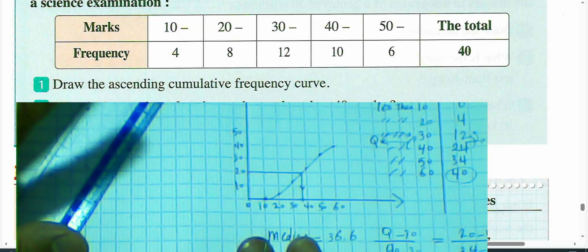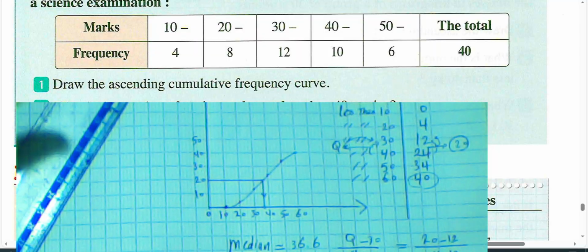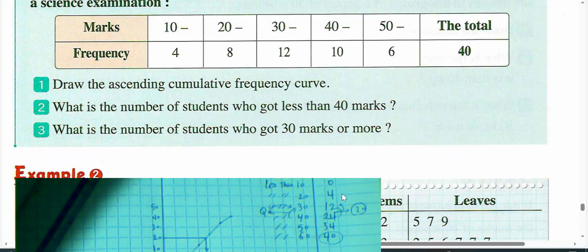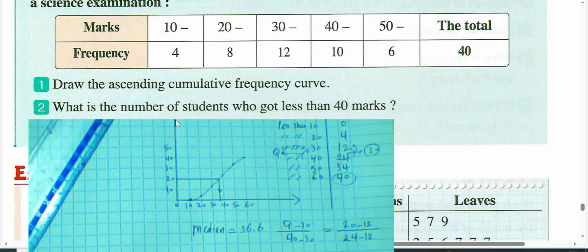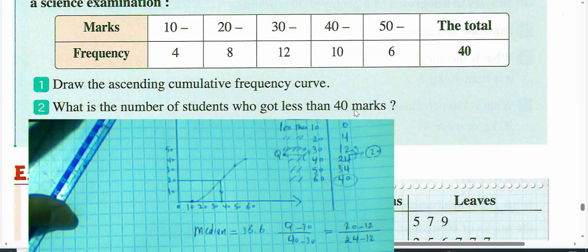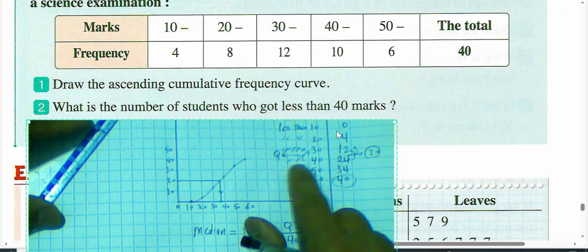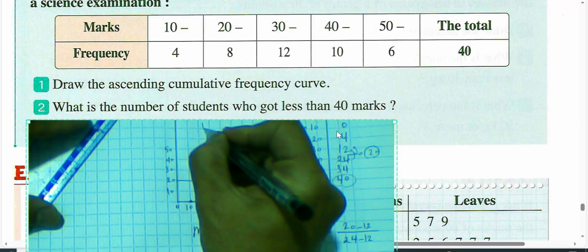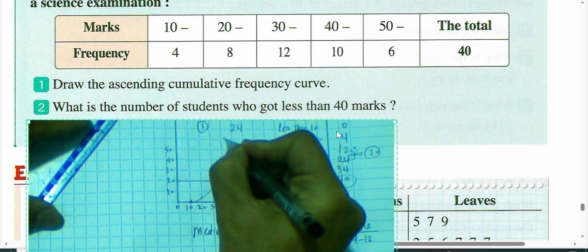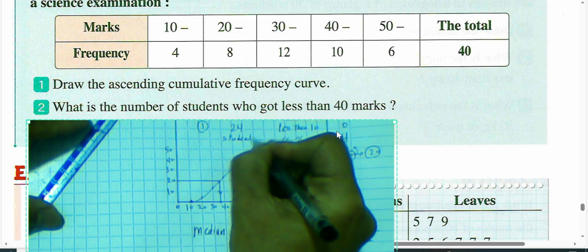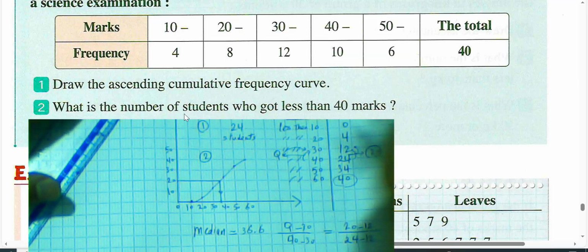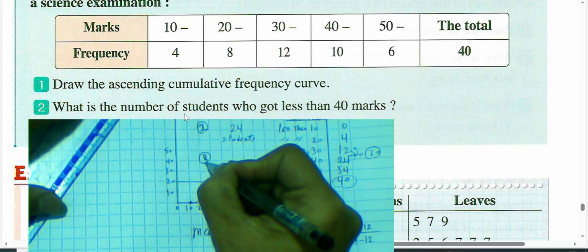That's it, you have finished it. Now you start to answer the questions he asked. What did he ask here? Number 2: what is the number of students who got less than 40 marks? Look here, less than 40 we have 24 students. In the answer about the first question we have 24 students. Number 2 and number 3, and number 1 was the drawing.